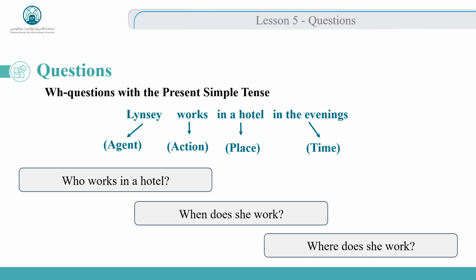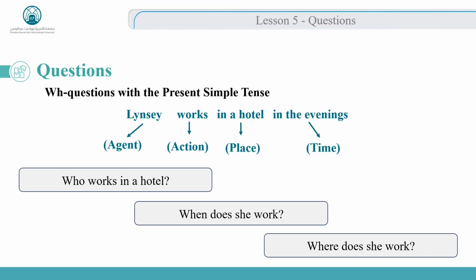So we can ask, who works in a hotel? Or, what does Lindsay do in the hotel? Or, when does she work? Or, where does she work? So we can ask about the agent, about the action itself, about the place or the time when the action occurred. WH questions are those questions which start with WH words or question words.